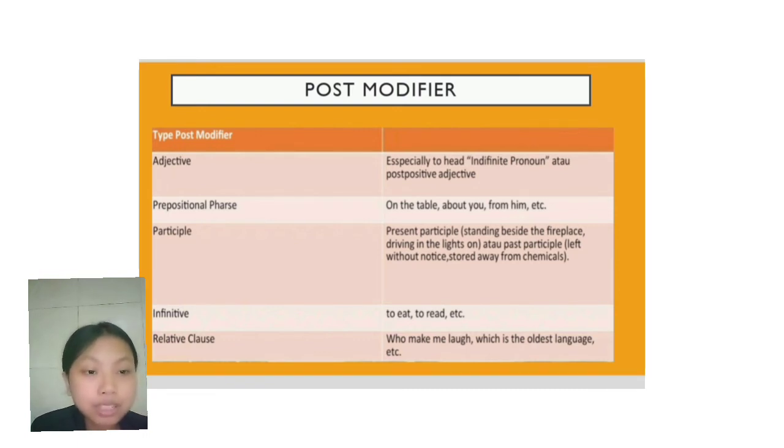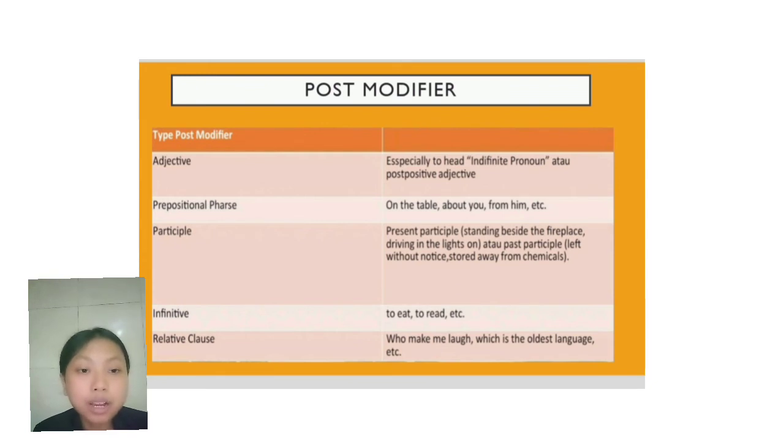The adjective is especially used with an indefinite pronoun, or a post-positive adjective. And then there are prepositional phrases like on the table, about you, from him. For the participle, there are present participle, which is standing beside the fireplace, driving in the lights on, or past participle, left without notice, or away from chemicals. And then examples for infinitive are to eat, to read, to show, and many more.